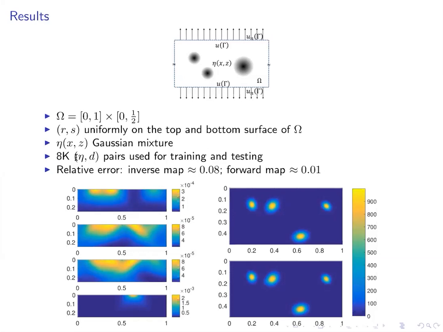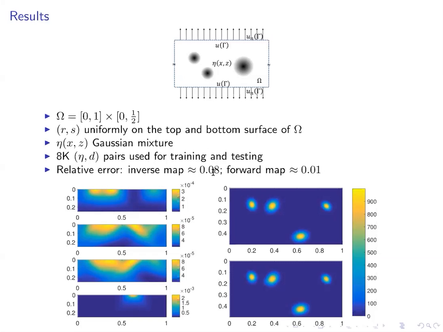We train this with 8,000 training pairs. This picture shows the reference solution, and this is the boundary measurement that we received on the top and bottom surface at the middle point of the reference coordinate. And this is what we reconstructed. As you see, visually they are almost the same. This is quite remarkable for EIT, and the error in this case is about 8%.